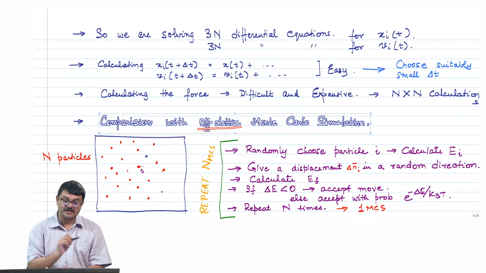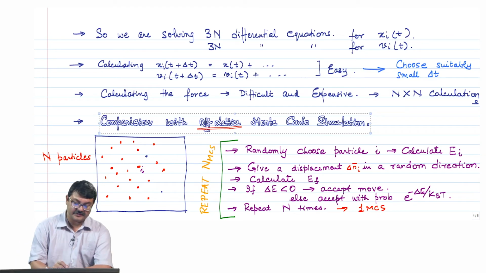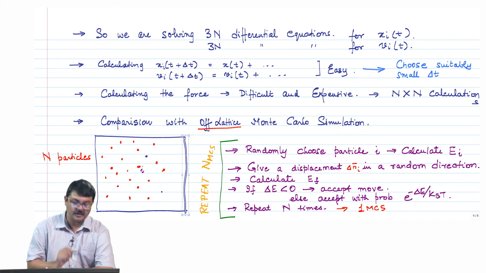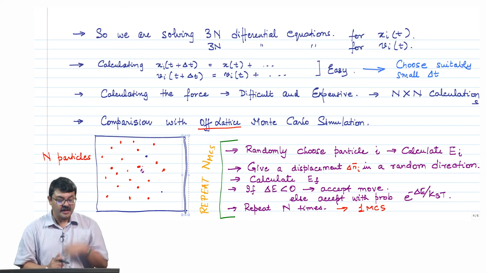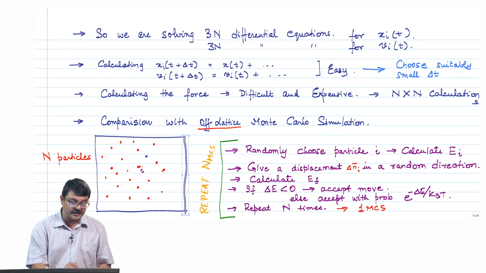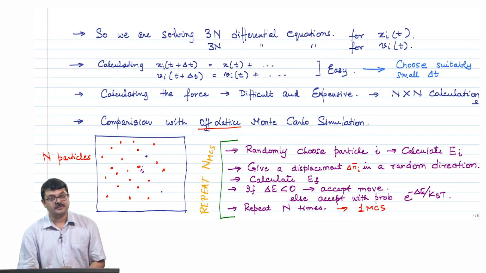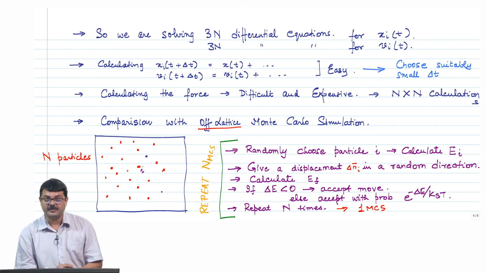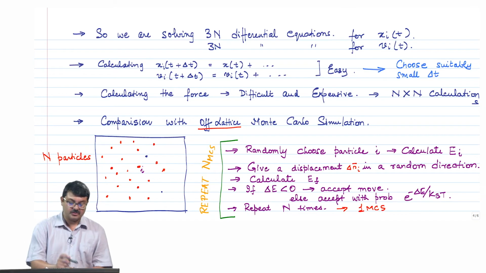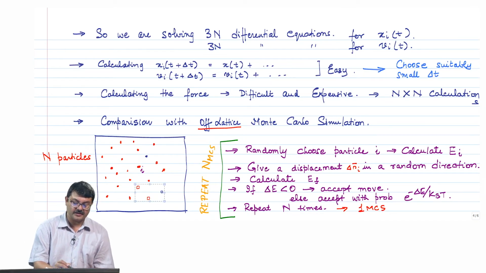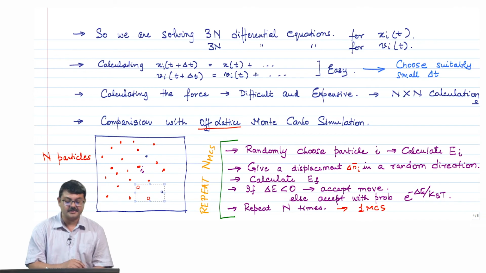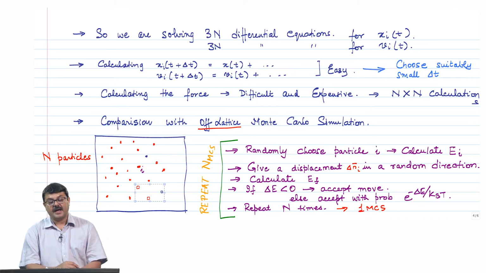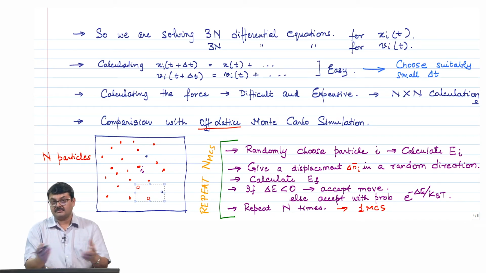So, what one does in a Monte Carlo simulation is take a box, just like in molecular dynamics, and these red dots are a large number of particles distributed in space. For each you have an x coordinate, no v coordinate, no velocities in Monte Carlo simulations. So what you have is the x coordinate of each of these particles, and space is continuous.